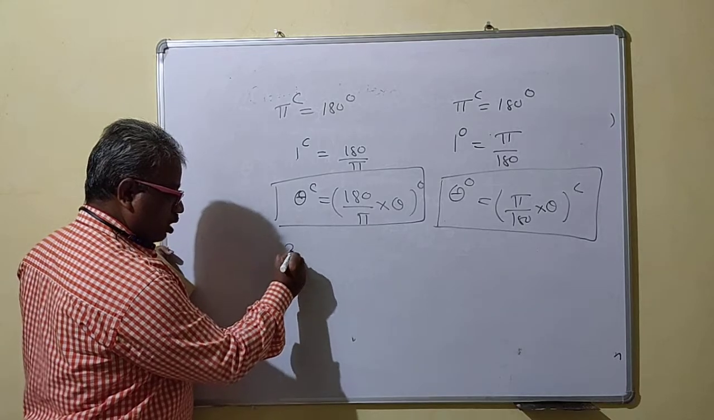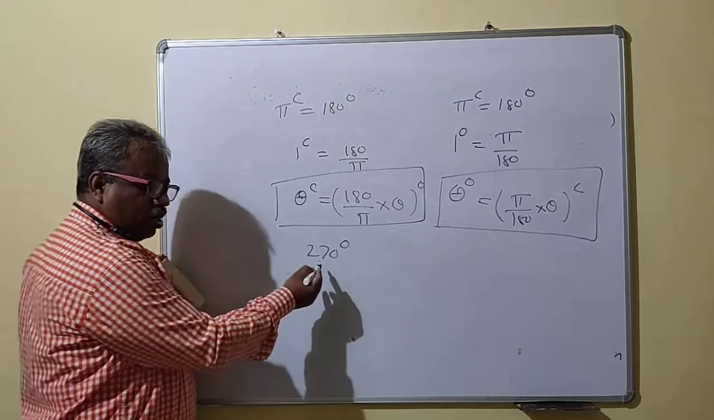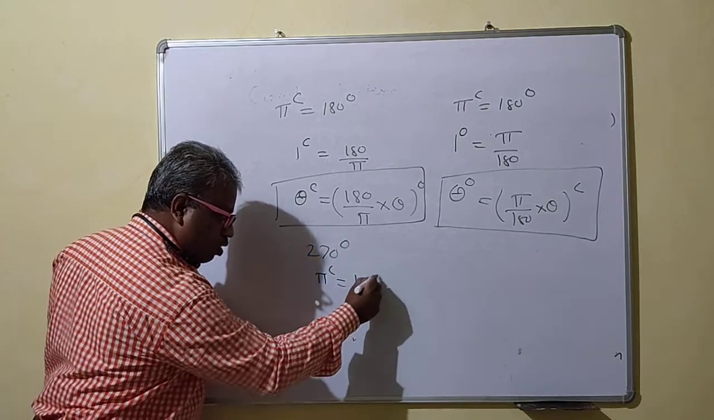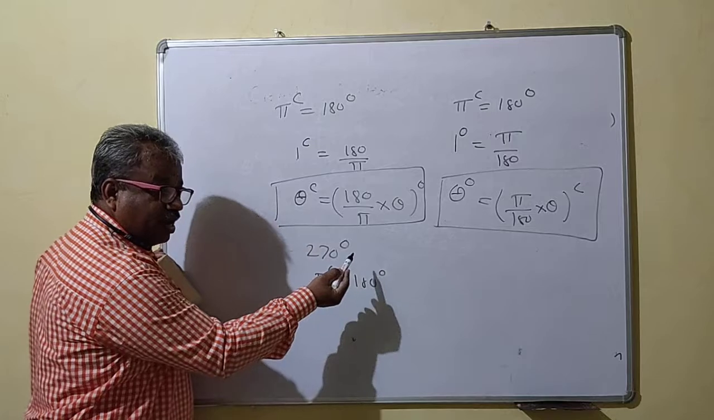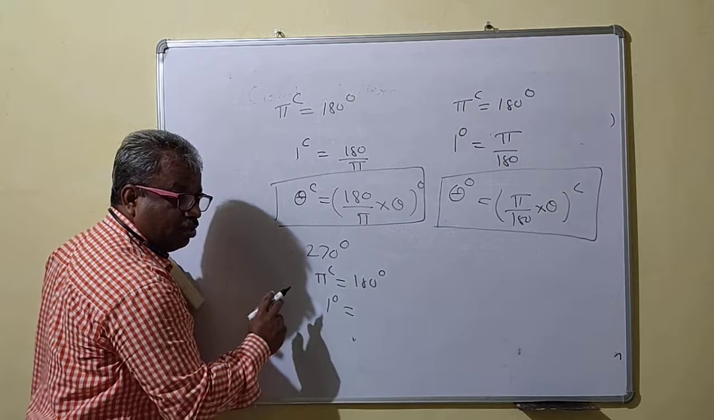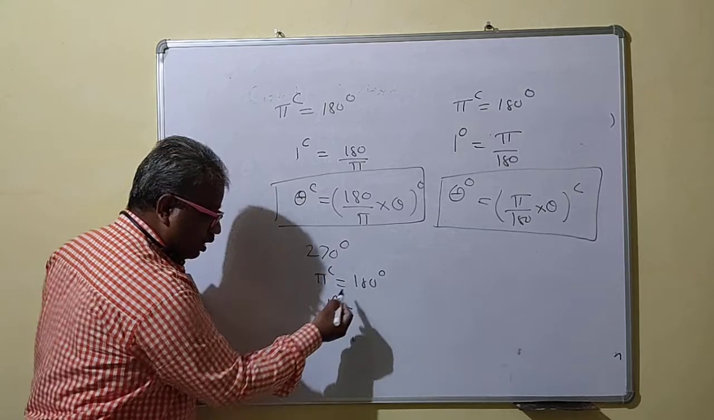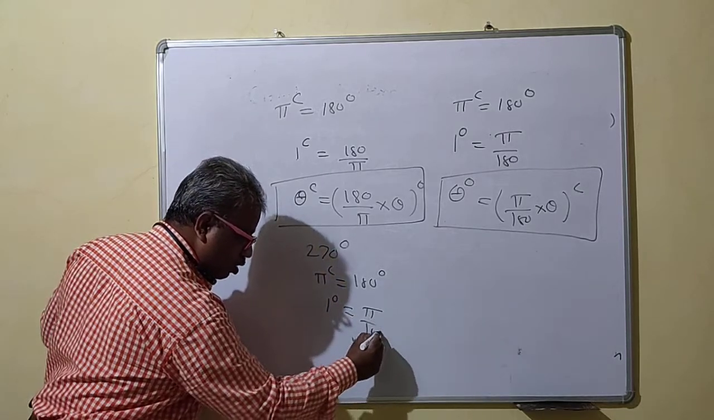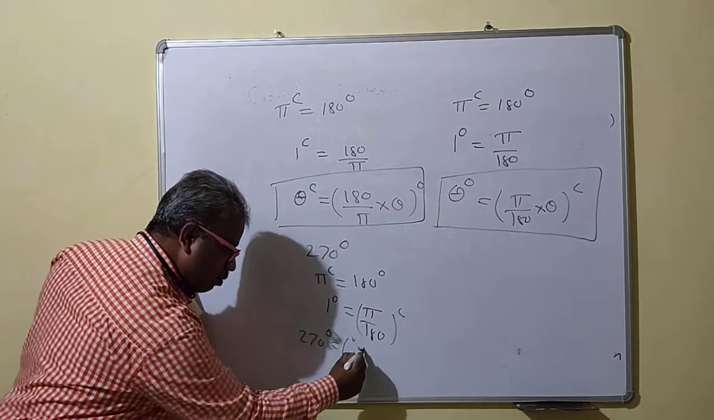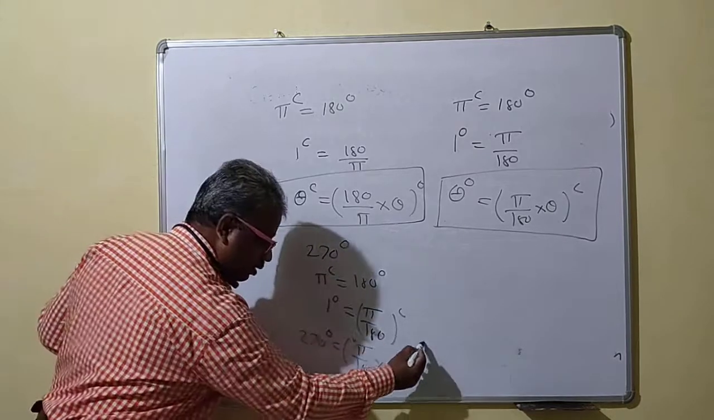Suppose we have 270 degree, and we want to convert it in terms of radian. We have pi radian is equal to 180 degree. We have to express degree in terms of radian. If you know the direct formula, you can apply it. But if you can't remember that formula, you write this: 1 degree is equal to pi upon 180 radian. And so 270 degree is the same as pi upon 180 into 270 radian.